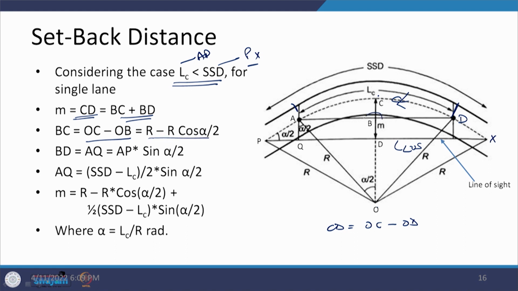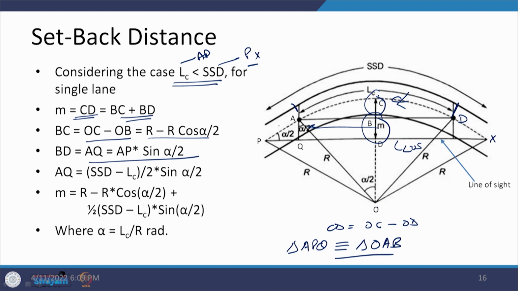But when we look at this BD distance, it is now calculated. This can translate towards here. So, we are looking at triangle APQ and its equivalence with triangle OAB. When we look at this equivalence, BD is equal to AQ, and AQ in terms of triangle APQ is nothing but AP into sine of alpha by 2.